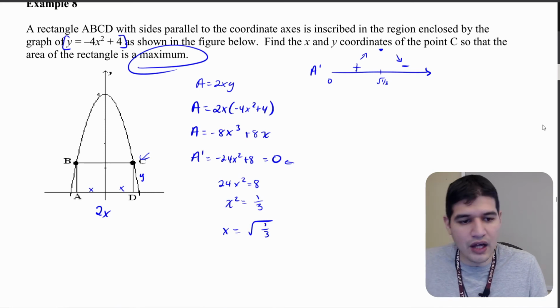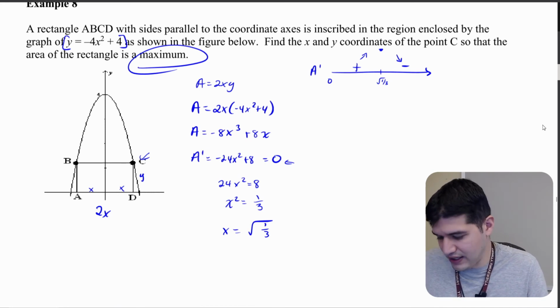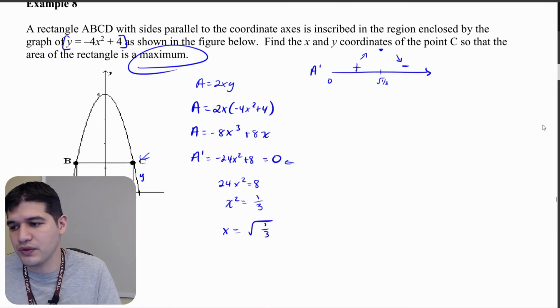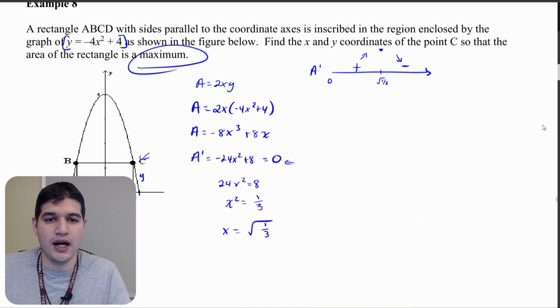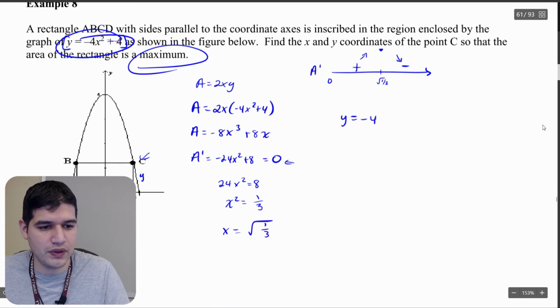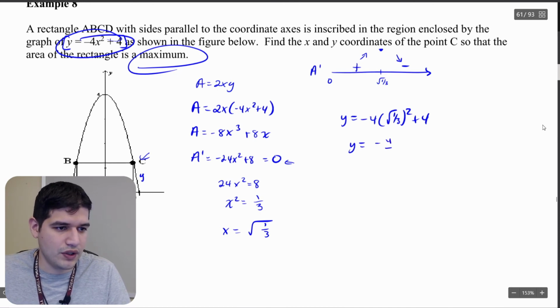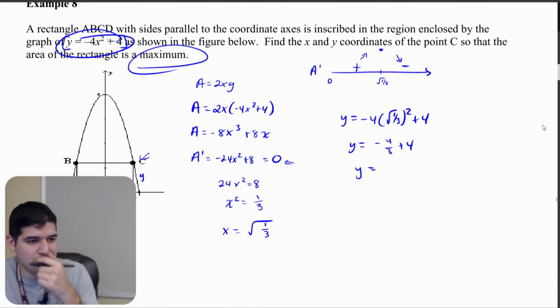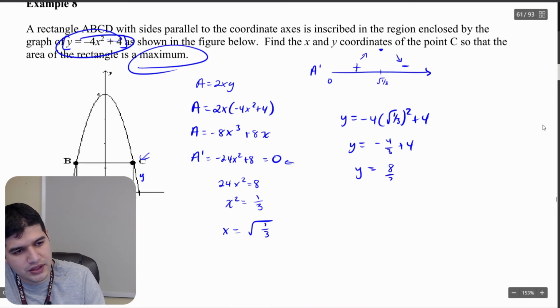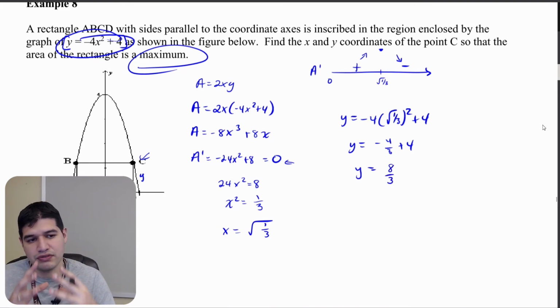So now let's find what the y value is. We're just going to substitute x, the square root of 1/3, into our equation up here for the parabola. So we're going to say y equals -4 times the square root of 1/3 squared plus 4. And we're going to get y equals -4/3 plus 4. If we're going to keep everything as thirds, I'm going to get 12/3. So 12 minus 4 is going to get me 8/3. So 8/3 is going to be my value for y.